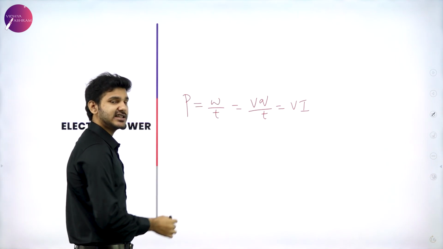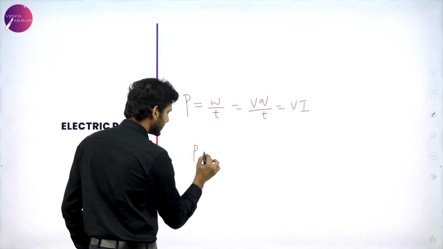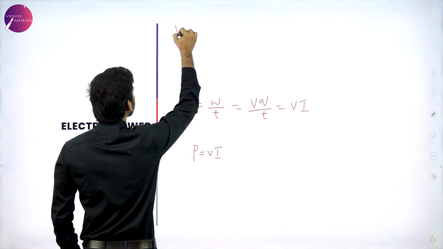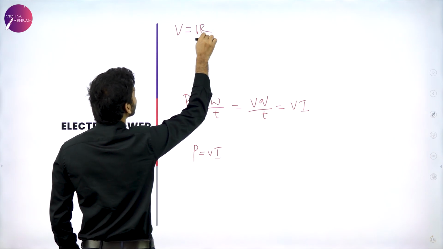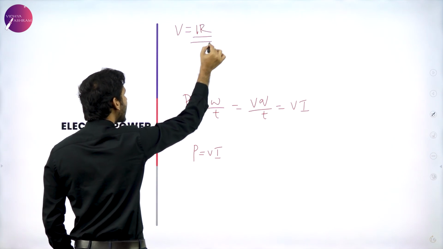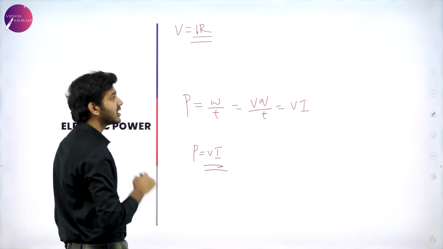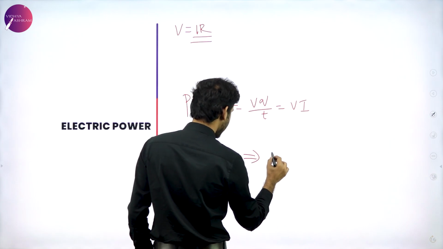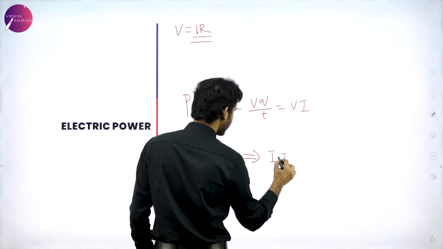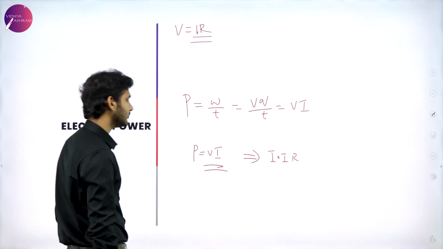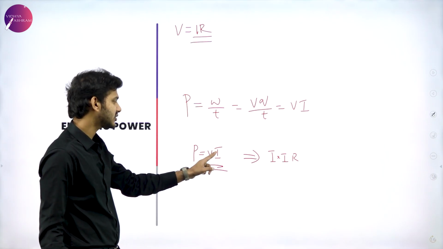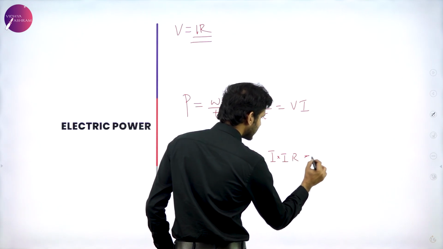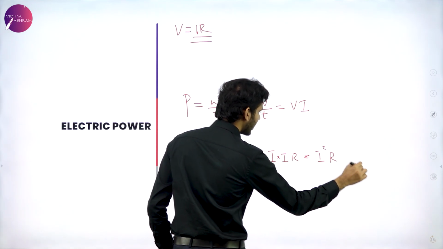So this is the equation. Now we have P is equal to VI, but we know that according to Ohm's law, V is equal to IR. So I'm going to substitute this IR in this equation for V. So this equation can be written as I into I times R. That is, V is equal to IR. So we have an I here, and instead of V, I'm going to write IR, which means that I'll get the equation as I square R.